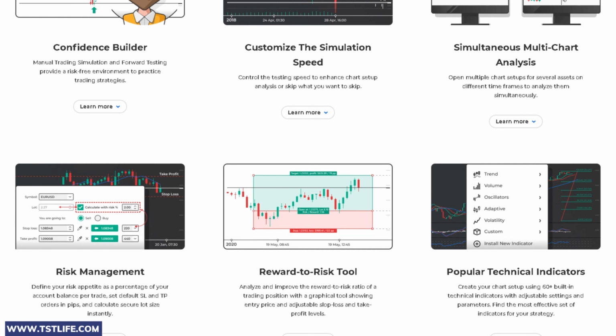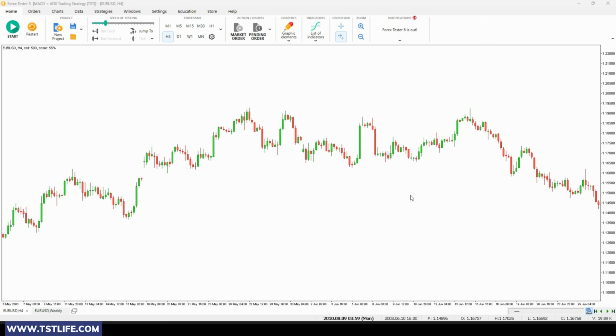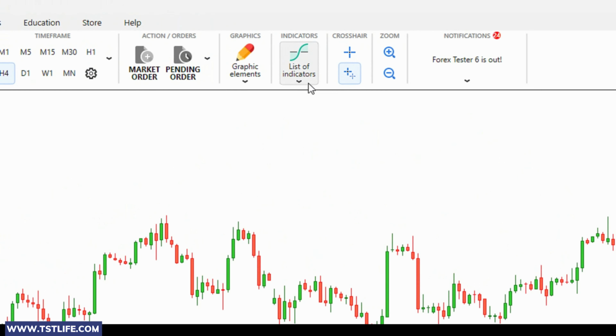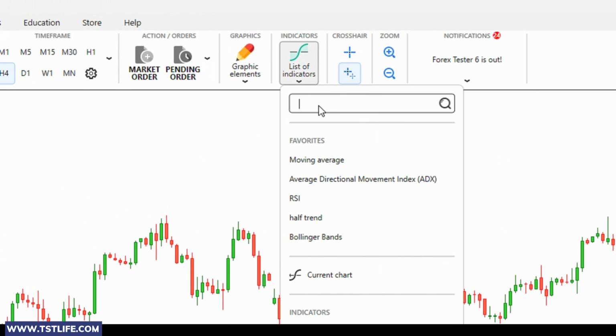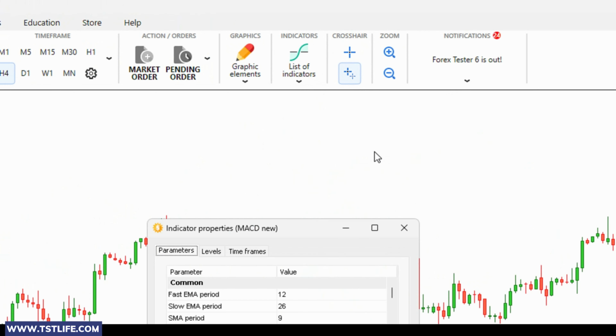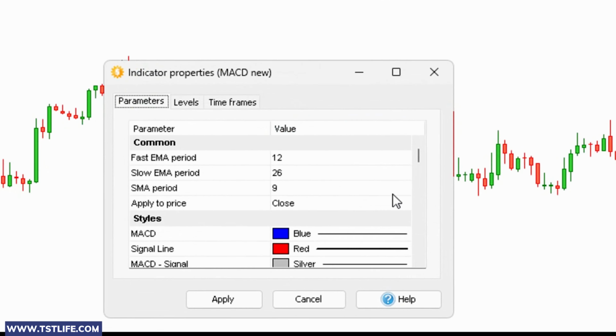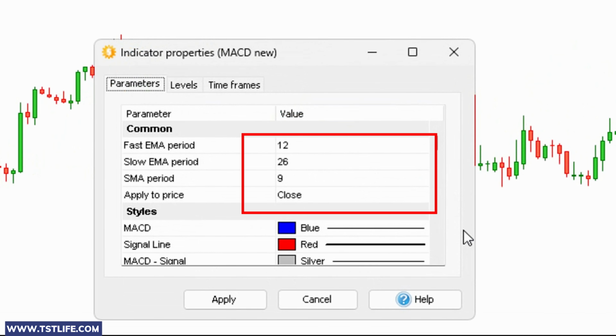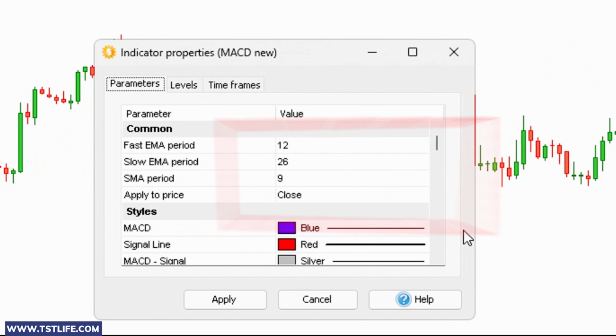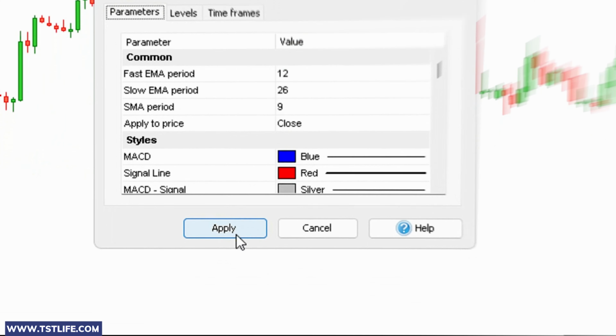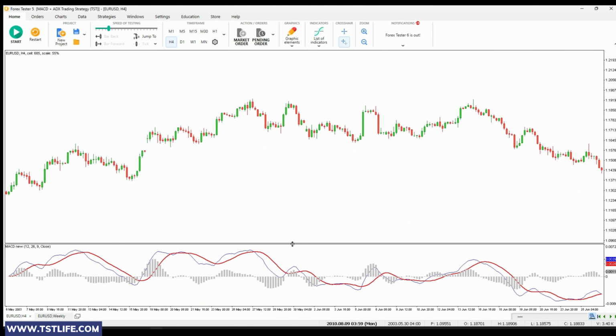to the next level. First, let's add the two indicators to the chart. The first one is MACD. Just go to the list of indicators, search for the indicator you need, and select MACD. Before adding it to the chart, let's adjust the settings. Use the following figures, 12, 26, and 9 for the MACD. Feel free to pause the video to copy these settings. In general, these are the default universal MACD settings. Once you're done, click on Apply and you should see the indicator added to the chart.